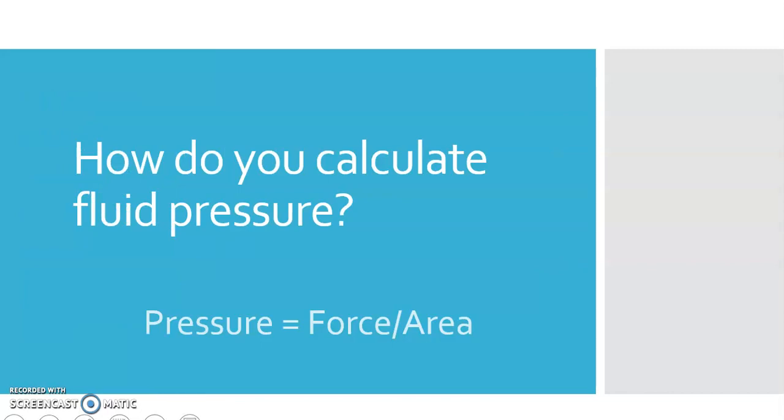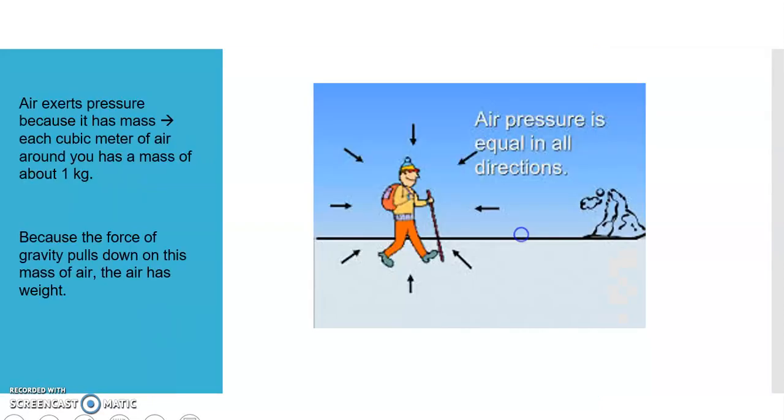Okay, how do you calculate fluid pressure? The formula for determining fluid pressure is the same as the one for solid pressure, and you should be very familiar with this formula now that you've completed yesterday's calculation problem. So it's just pressure is the force, and in this case it would be the fluid force, divided by the area. So that should be pretty easy for you now.